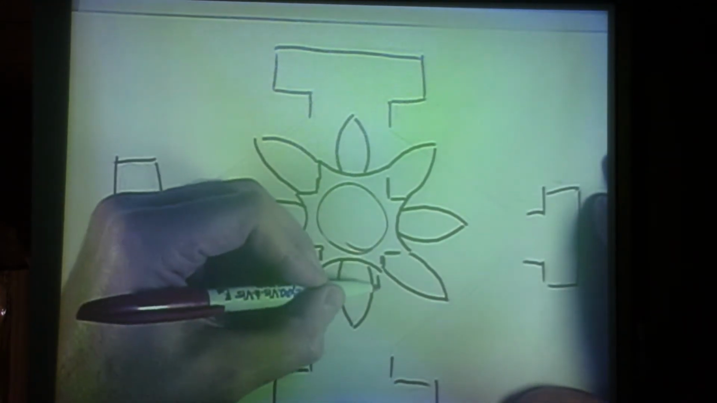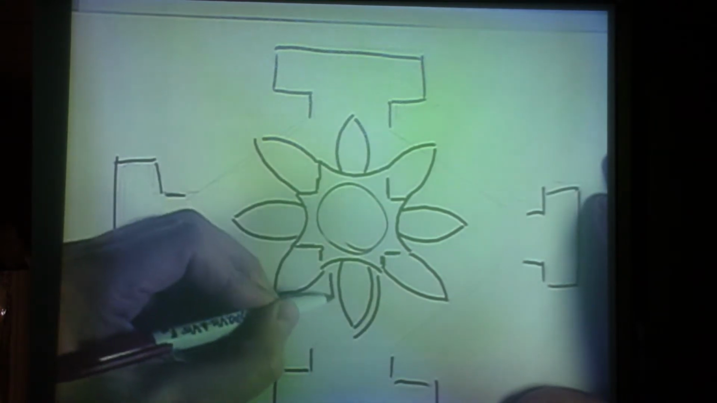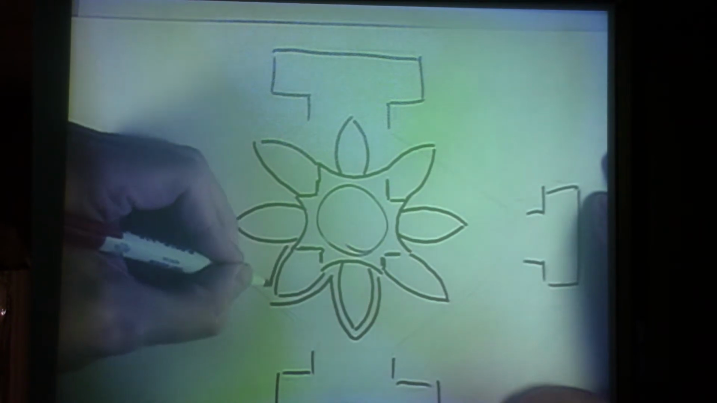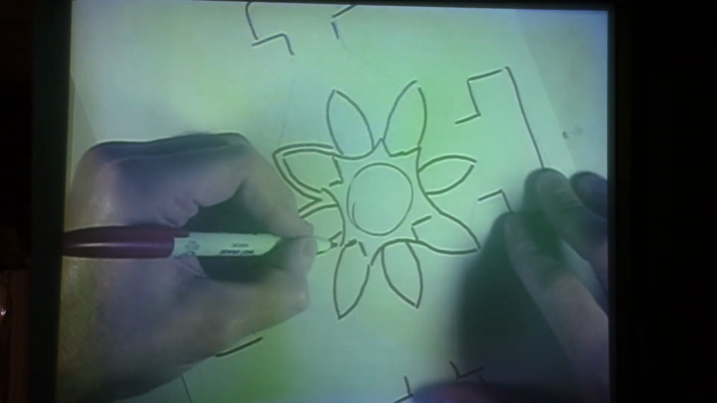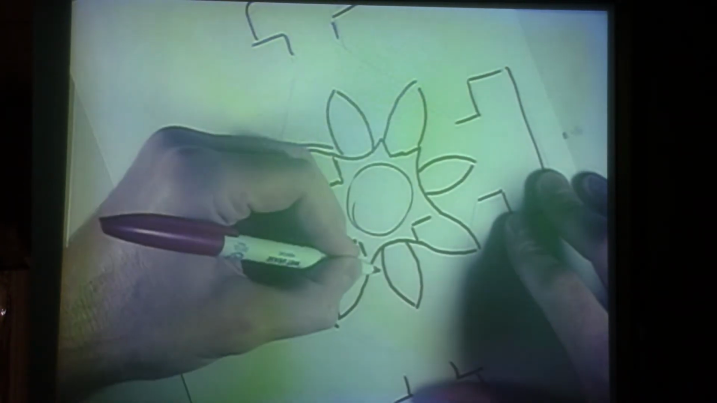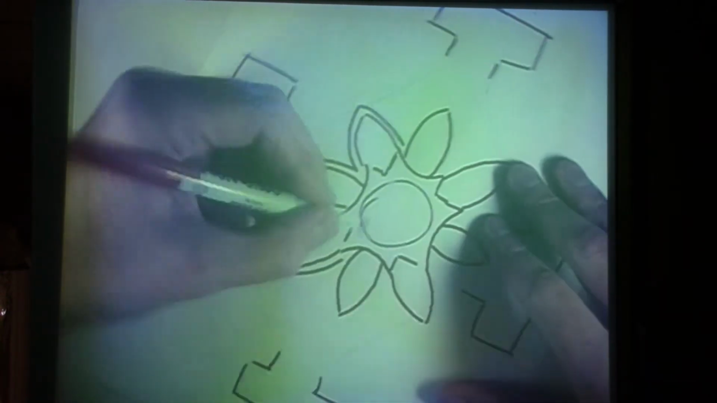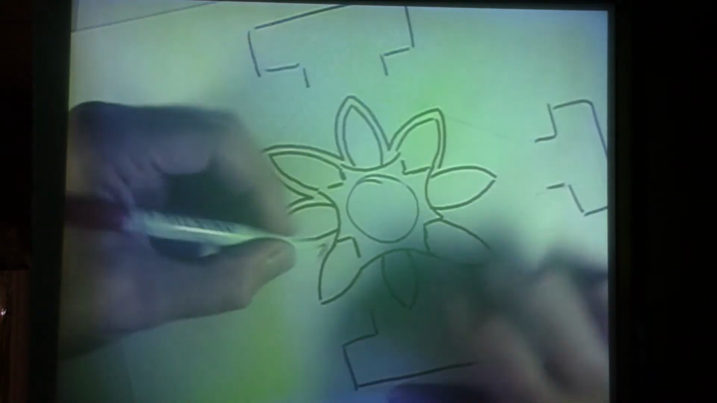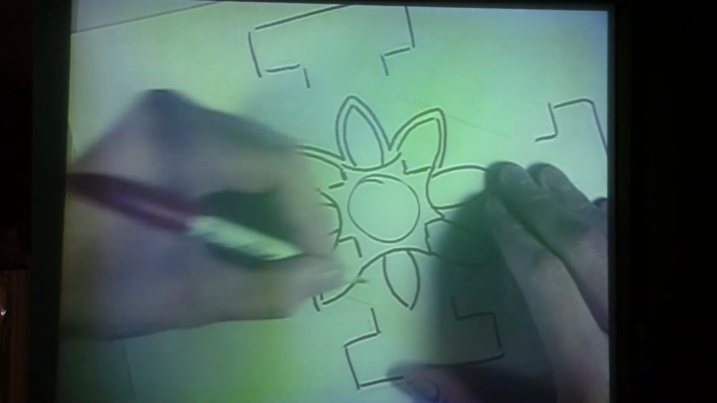So maybe I'm going to go simple with this next one and do like a thin outline bead around the outside of this whole thing. Size contrast is huge too. So if you have some things that are really big and then you have some things that are really small, that's going to really complement it. It's going to look really awesome.